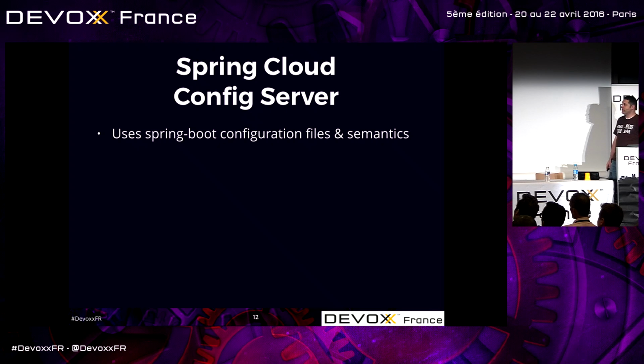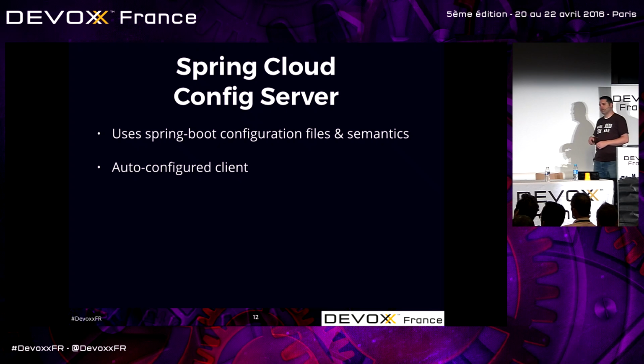We use standard Spring Boot configuration files, so you're all familiar with the properties or YAML, and you can put placeholders in them just like Spring Boot. So you don't have to learn anything new as far as that goes. We do have a client that will get auto-configured and connect, so that if you just put the host and port of the config server in, it will automatically connect and bring down your configuration for you.